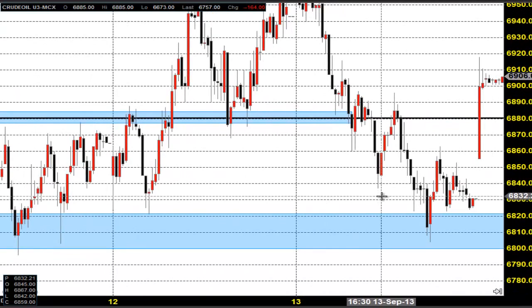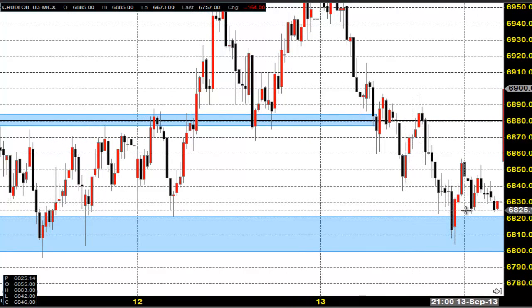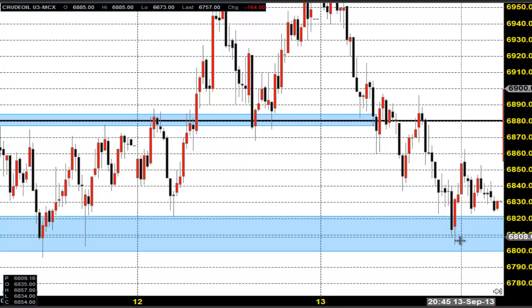Why I am explaining this? Because you should know what happened in the last few days in order to trade today. If you don't know what happened in the last few days, or if you don't remember that, there is no use in trading if you don't remember the key zones and the key areas.